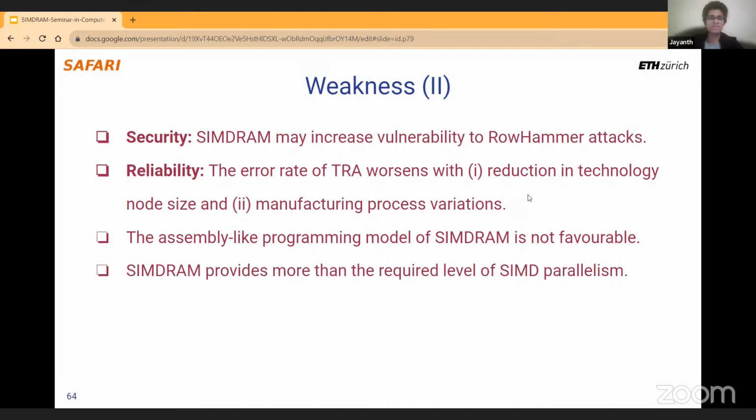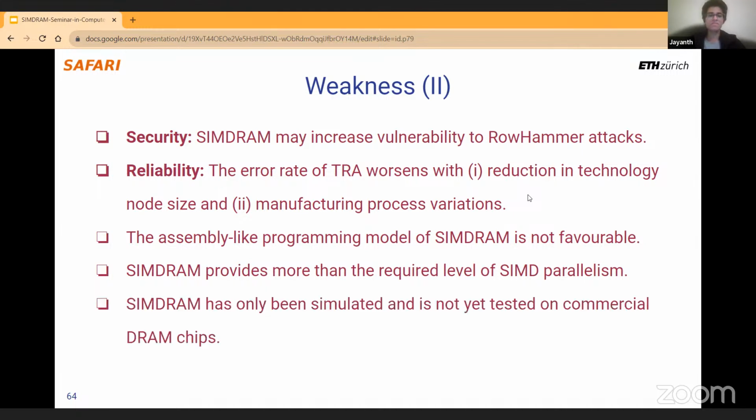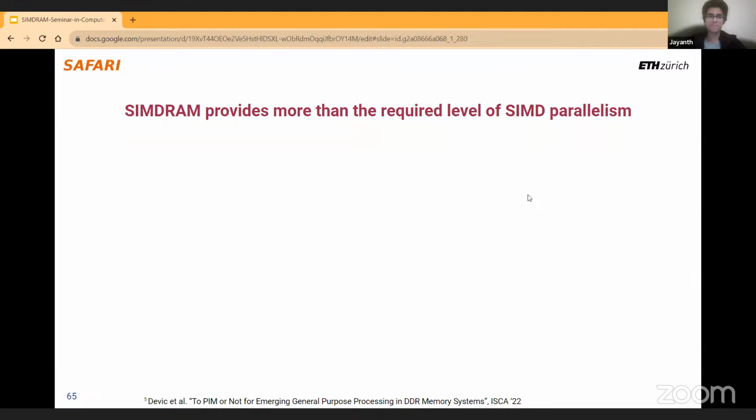And lastly, SIMDRAM provides a more than required level of SIMD parallelism, which I will elaborate in a moment. And lastly, SIMDRAM was only simulated, and how it would perform on commercial DRAM chips is yet to be tested. So as I mentioned, SIMDRAM provides more than the required level of SIMD parallelism.